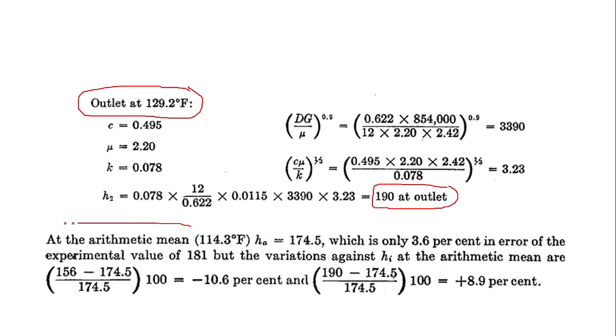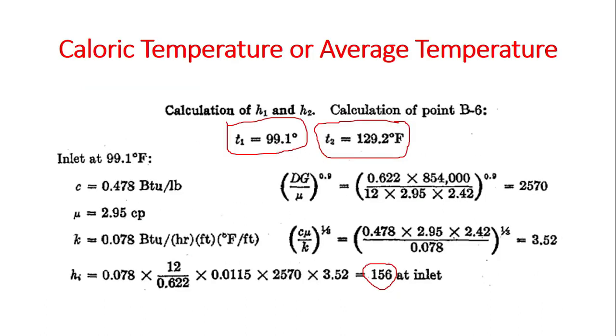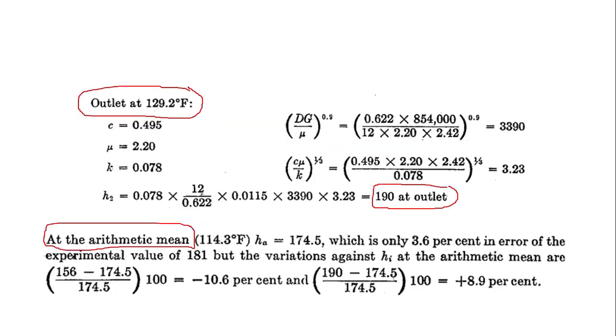If we take the arithmetic mean of the inlet and the outlet temperature, where the inlet temperature is 99.1 and the outlet temperature is 129, and after taking the average we determine the film coefficient, that will be equivalent to 174, right? Which is only 3.6% in error of the experimental value. The experimental, or correct, value of the convective heat transfer coefficient is 181, right?